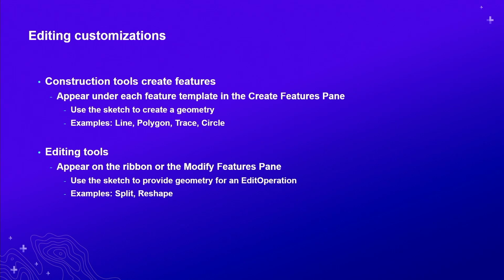Editing tools are tools that we use to make edits. They appear either on the ribbon or in the Modifier Features pane itself. And they use the sketch in this case to provide the geometry for an edit operation. So examples are splits, reshapes, and so on.